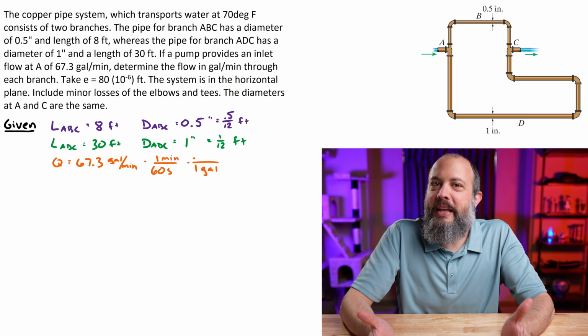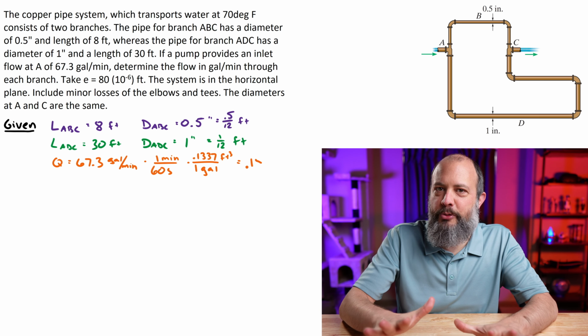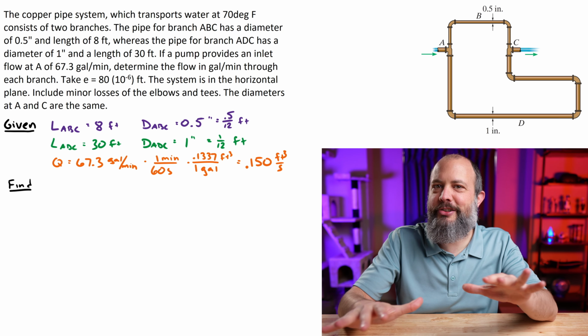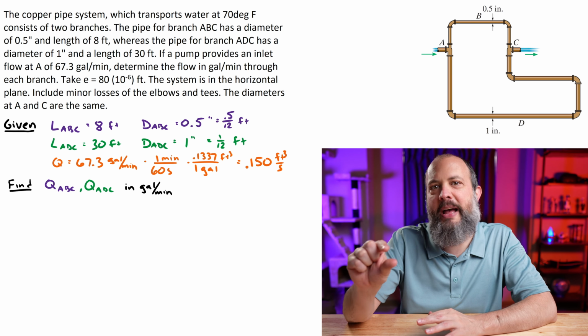I always set up fluid mechanics problems with given, find, concept, assumption, solution. And for this problem, I'm going to try to adhere to a color standard of purple for path ABC, that's the top thinner path, and then green for path ADC, which is the thicker 1-inch pipe path.